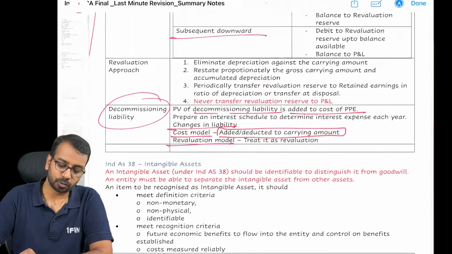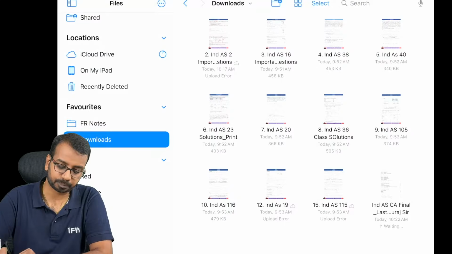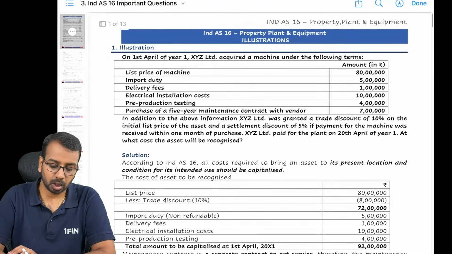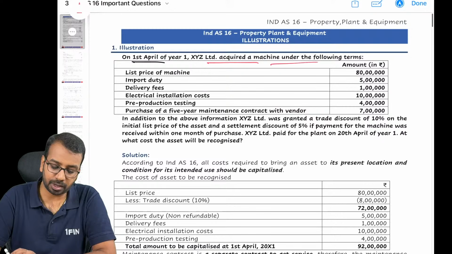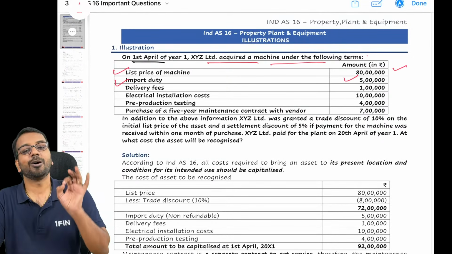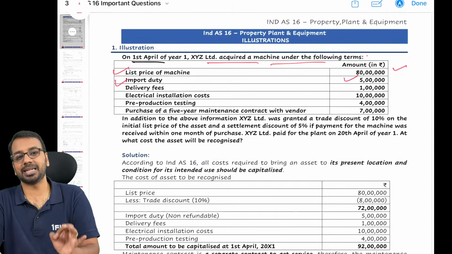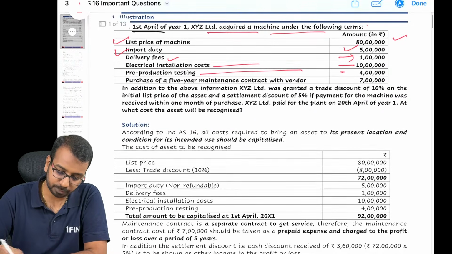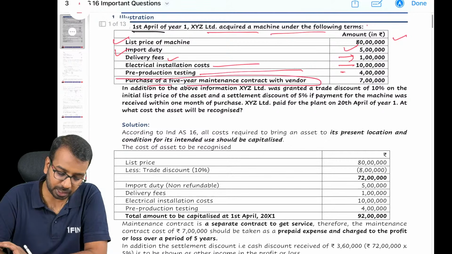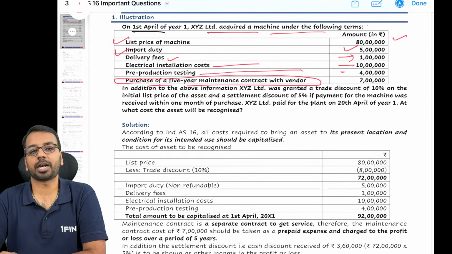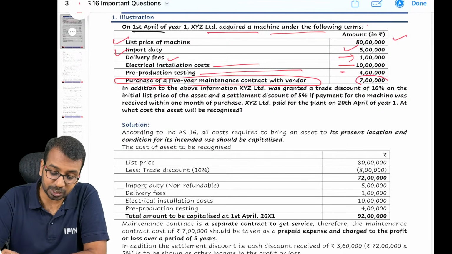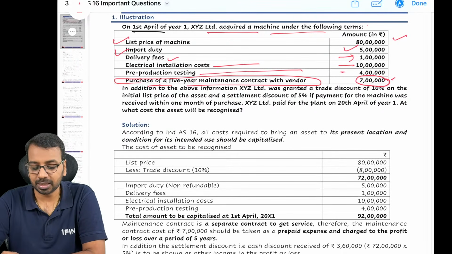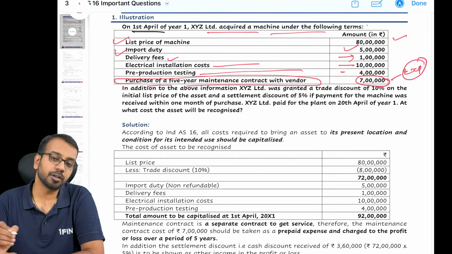Okay. So let us look at questions now. On 1st April, a company acquired a machine under the following terms. List price, include the cost. Import duty, include the cost. Only refundable duties and taxes and GST will be reduced. Delivery fees include. Electrical installation include. Pre-production testing include. Purchase of 5-year maintenance contract. Now, if a 5-year maintenance contract is given, then this is not related to purchase of the machinery. This we will expense over a period of 5 years.